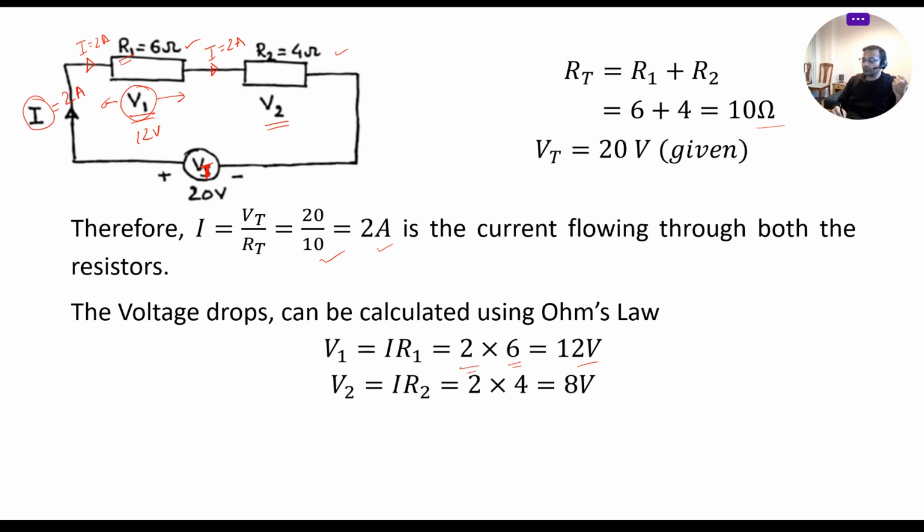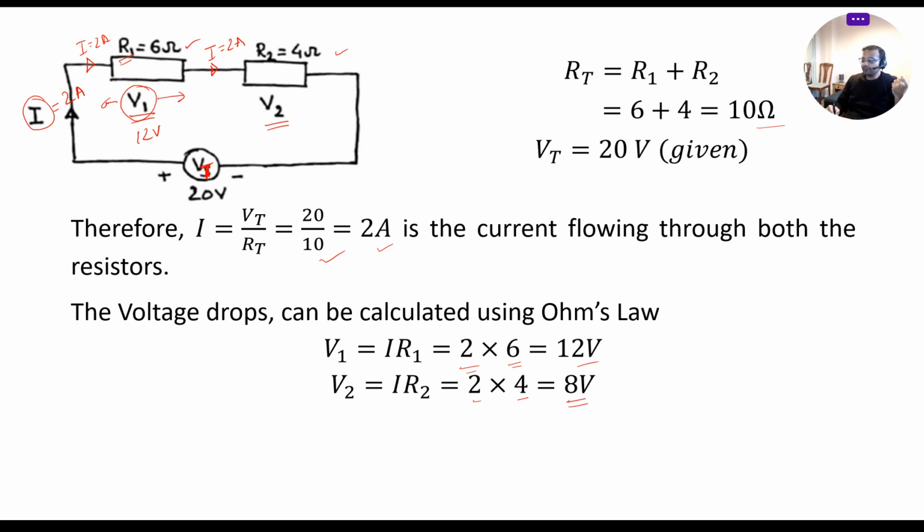Similarly, the voltage drop across the second resistor will be the current flowing through the second resistor multiplied by the resistance. Right? So I multiplied by R2, which is simply 2 multiplied by 4 ohms, which gives us 8 volt.